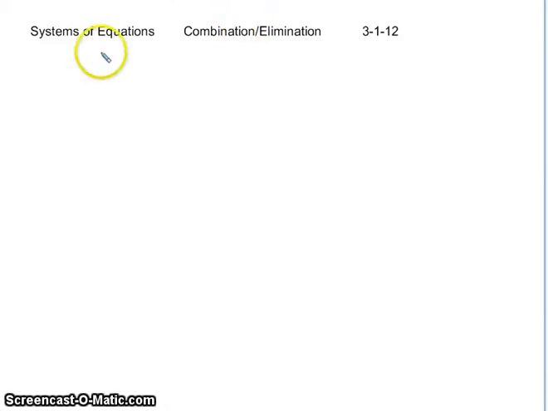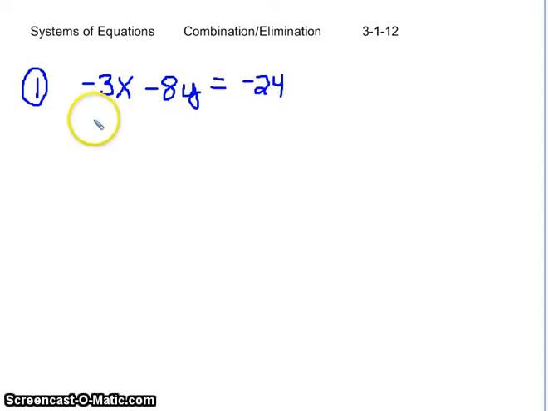The first problem that we're going to do today is just like the problems we did last night. We have negative 3x minus 8y equals negative 24. And we have 3x minus 5y equals 4.5.